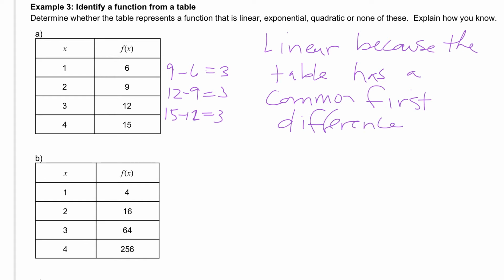Then let's take a look at letter B. So we could look to see if we subtract, if we would get what we need. So we could take 256 minus 64, and 256 minus 64 is going to give us 192. And then we would have to see, well, what's 64 minus 16? Well, 64 minus 16 is 48. Oops, this was 192. So these are not the same, which tells us it's not linear. So let's get rid of that.